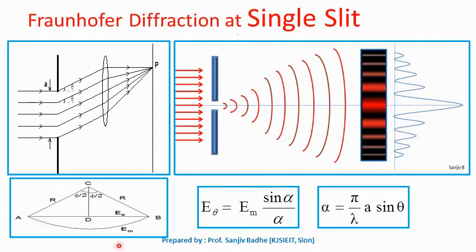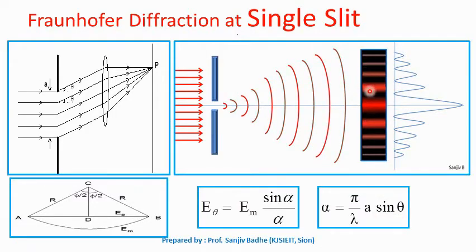So this was the simplified vector diagram with the help of which we found the resultant amplitude. The resultant amplitude at point P is given by E theta equal to Em sin alpha upon alpha, where E theta is the resultant amplitude, Em is the maximum value of the resultant amplitude, and alpha is equal to pi by lambda A sin theta. So alpha here depends on the value of theta.